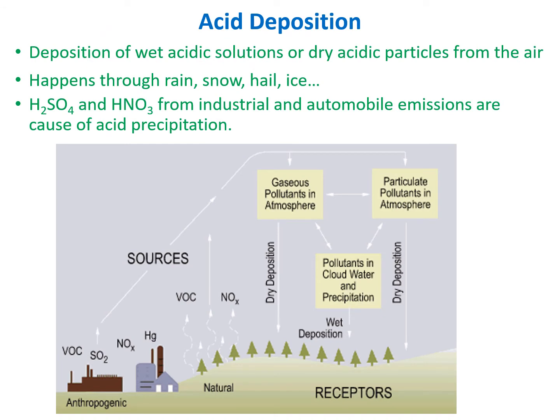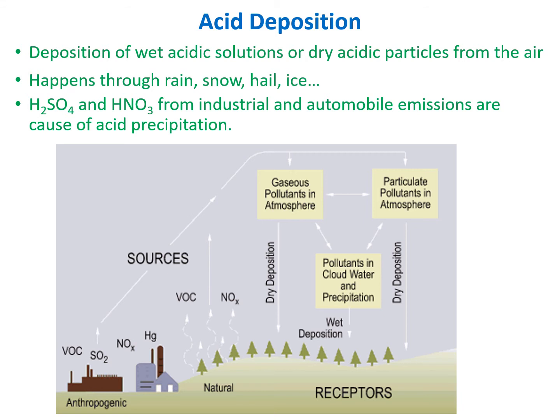Now, let's take another look at what happens in acid deposition. So acid deposition can happen in two different ways. One is the dry acid deposition. The second one is the wet acid deposition. The wet acid deposition is also known as acid precipitation, which happens through rain, hail, snow, and ice.